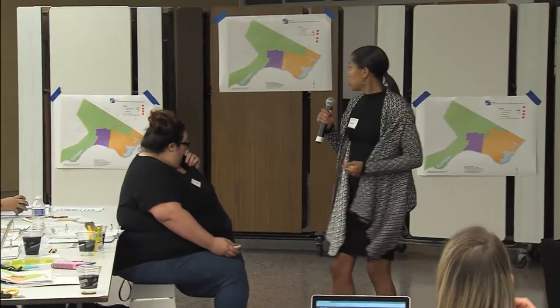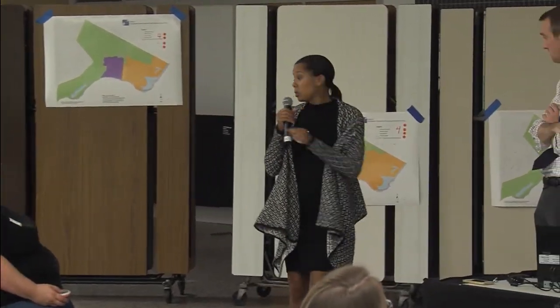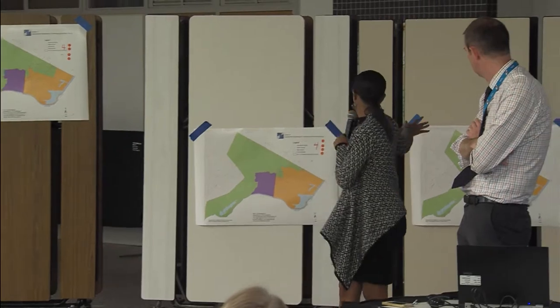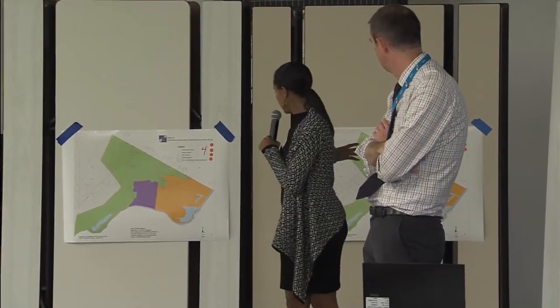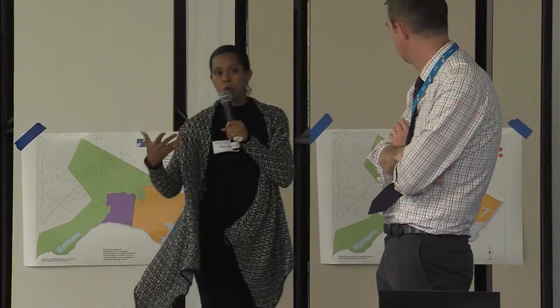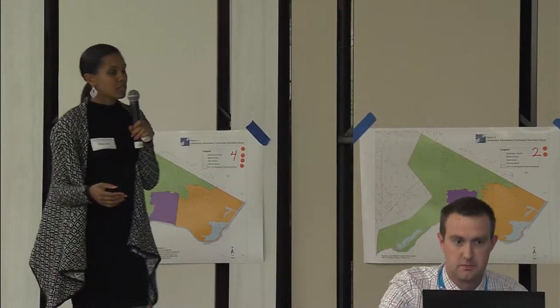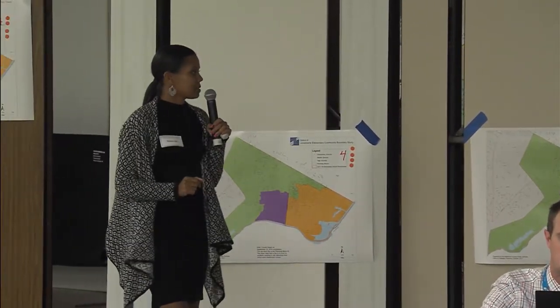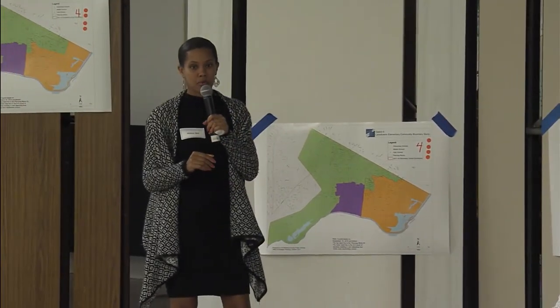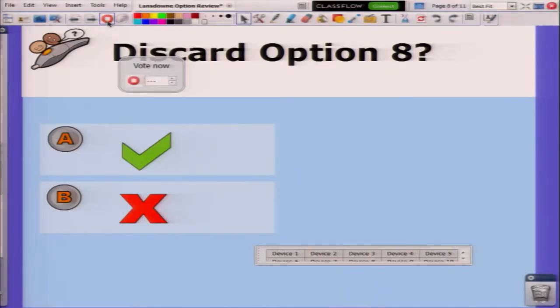Thank you. So, since option eight has two votes, we want to take a vote now as to whether or not we can take this off the table for the public information session. So again, A is yes, we can take it off the table. B is no, let's leave it.